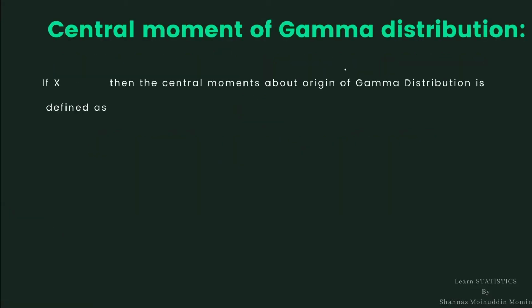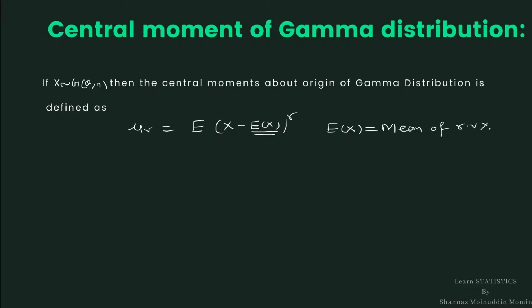If x follows a gamma distribution with parameters theta and n, then the central moment of gamma distribution is defined as mu r is equal to expectation of x minus expected value of x, raised to r. Here expectation of x is the mean of random variable x.